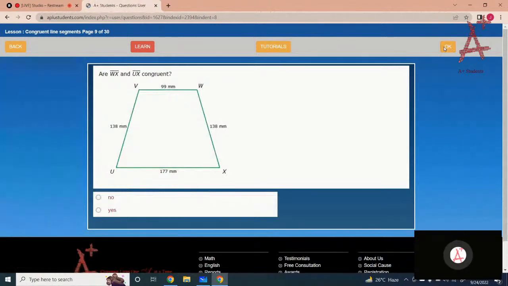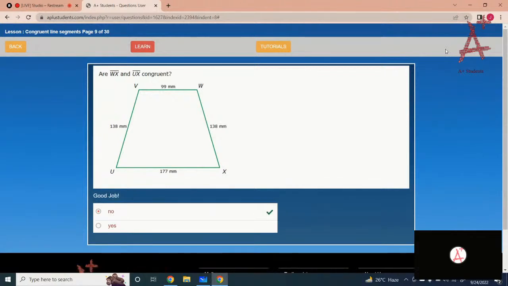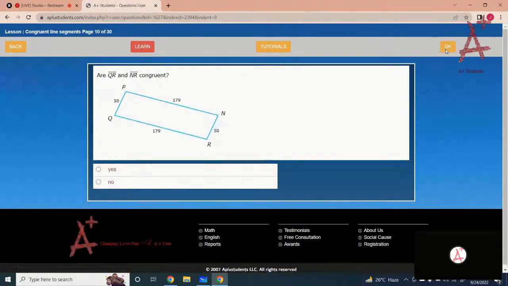Okay, the next one: are WX and UX congruent? WX is 139 and UX is 177. No, they are not congruent. Okay, the next one: are QR and NR congruent? QR is 179 and NR is 50. No, they are not congruent. Got it?